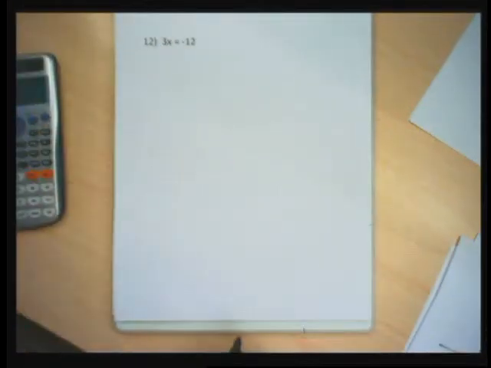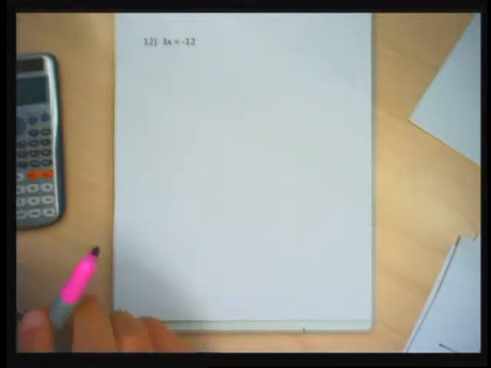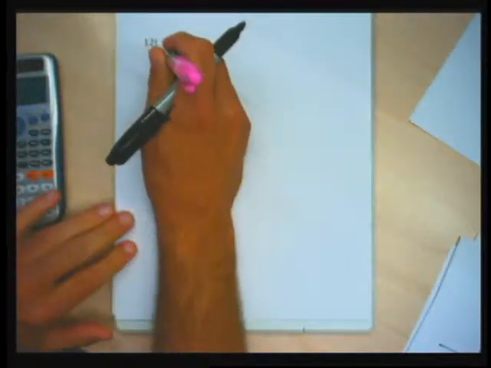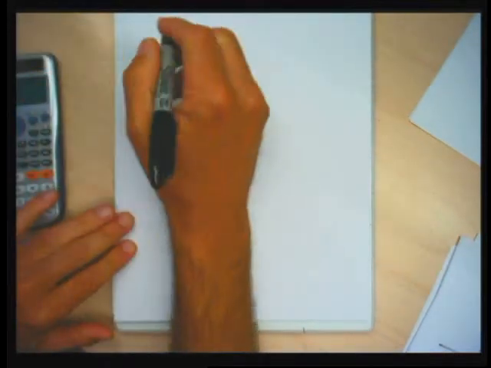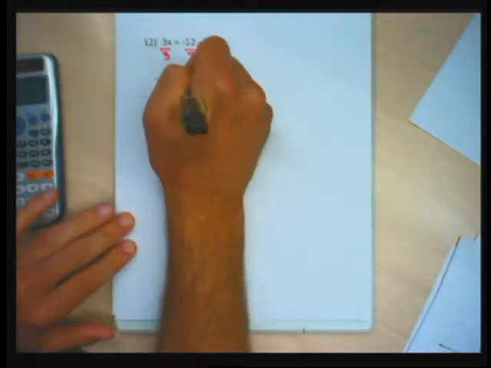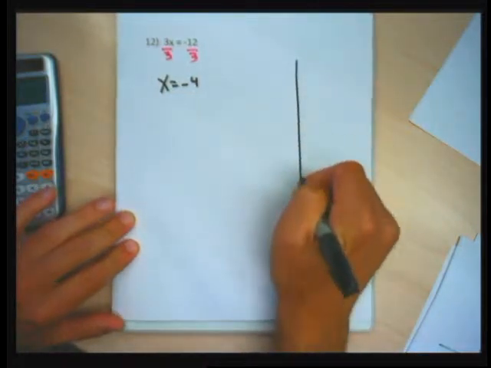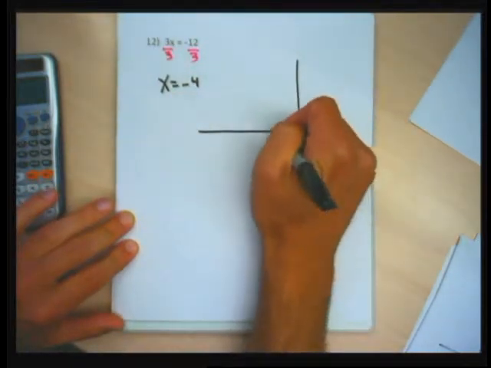12 is similar in that it only has an x. And when I only have an x, I know I'm going to get a vertical line. But to know how to draw that vertical line, I need to solve the equation for x if it's not already solved for x. So when I go to do a graph for this problem, I'm out of graph paper, so I'm going to do it right here.